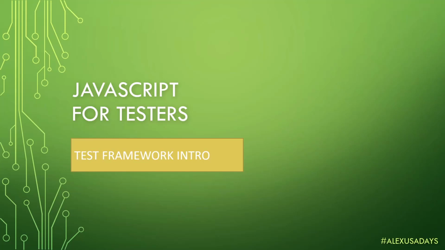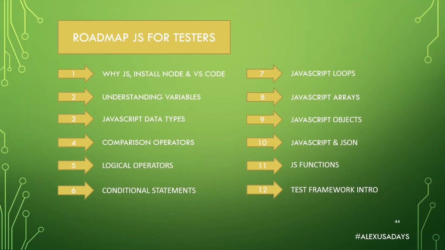So today we're doing JavaScript for testers. The last video, we're going to get an introduction into a test framework and we'll create some tests. Now, this is module 12, so we're all done. After this module, I'm probably going to go and work on a new course, something with automation. So either Playwright or Cypress, we'll see. But yeah, this is it for now.